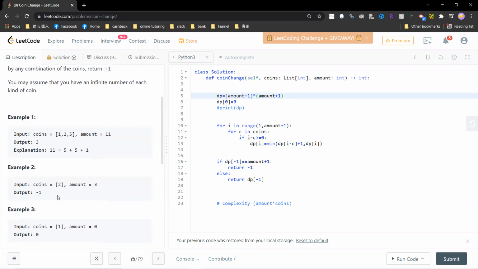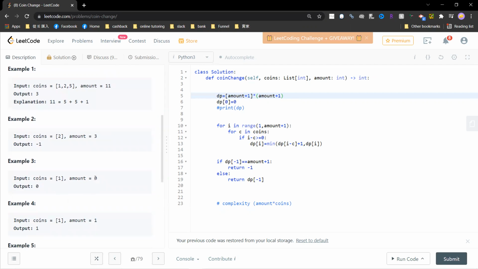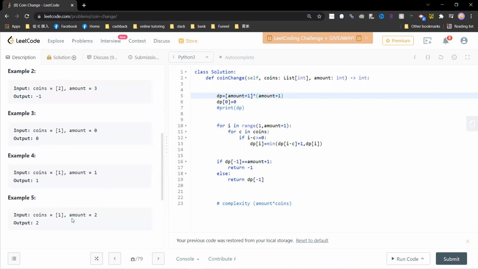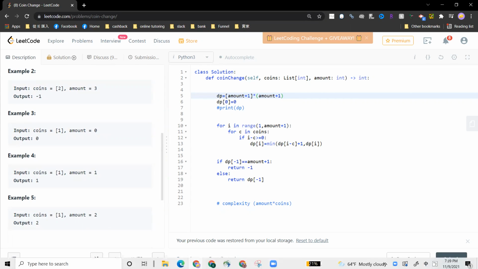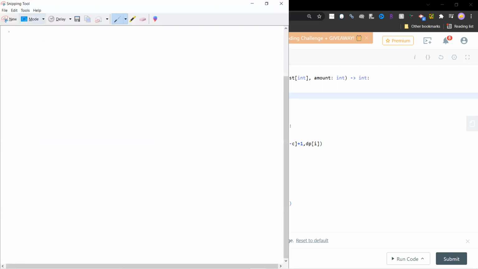Coin 2, amount 3, which is -1. Coin 1, amount 0, is 0 because you don't need any coins. So if the amount is 0, you always return 0. Coins 1, amount 2, which you need 1 plus 1. Okay, so this is a very simple DP solution. Once you write down the dynamic programming equation, then everything will be trivial.